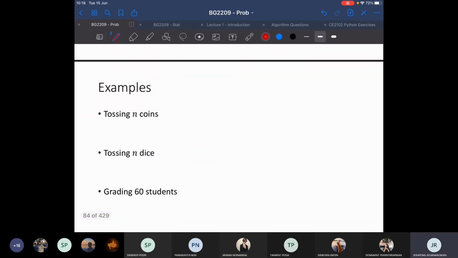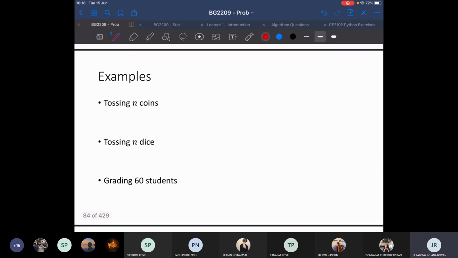Right now, let's take a look at this one. Tossing N coins. How many possibilities for N coins? How many ways? 2 to the power of N, right? Because the first coin is 2, second coin is 2, third coin is 2, right? You keep multiplying them, right? Tossing N dice. Again, similar, 6 to the power of N.